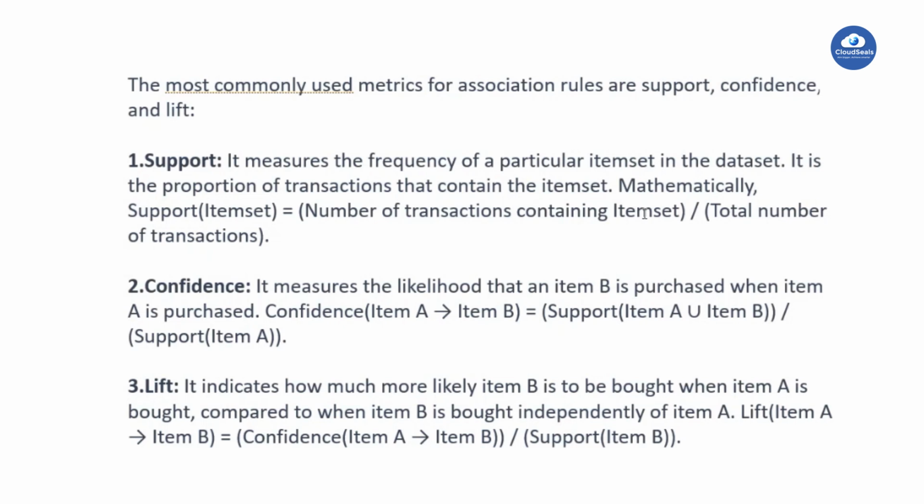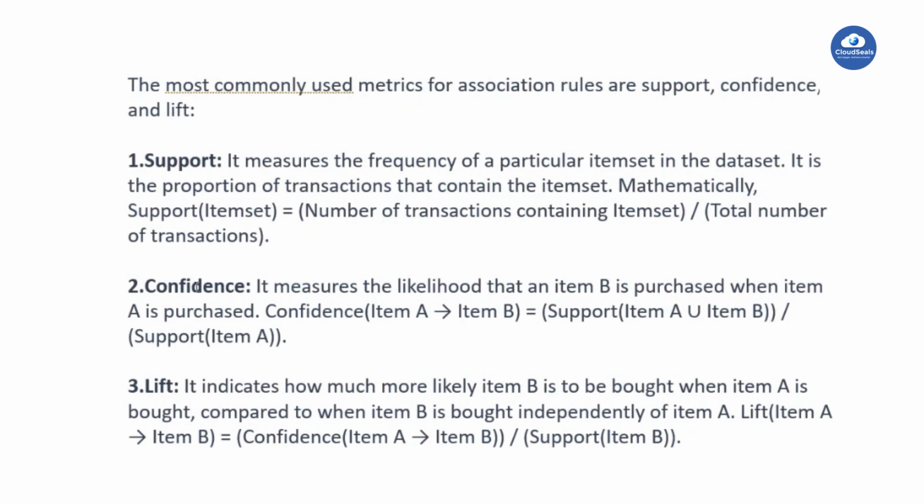Probability rule, what is the first? In the denominator, we take the total number of possibilities. In the numerator, how many times it happens. Same thing here: the number of transactions containing this particular item set by the total number of transactions. Like this, we calculate the support.